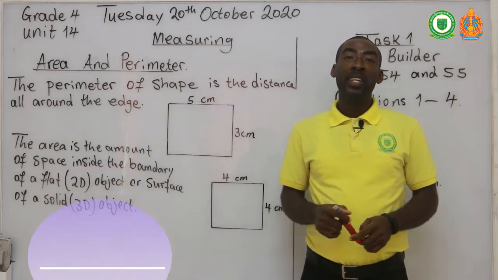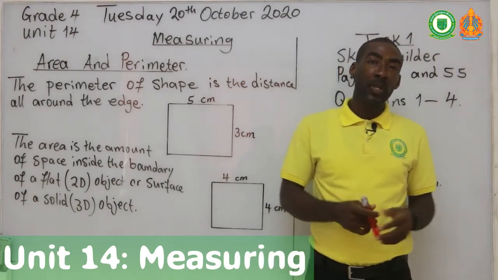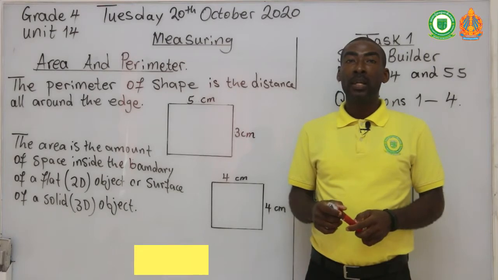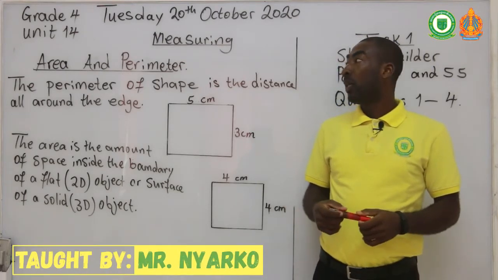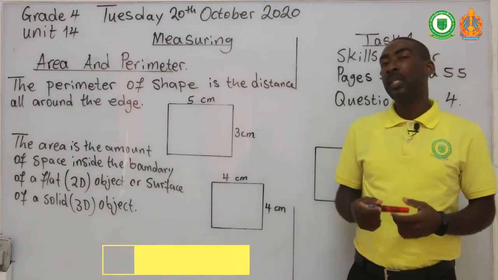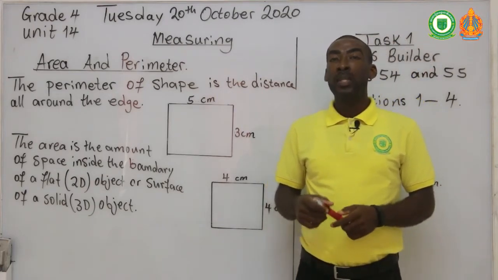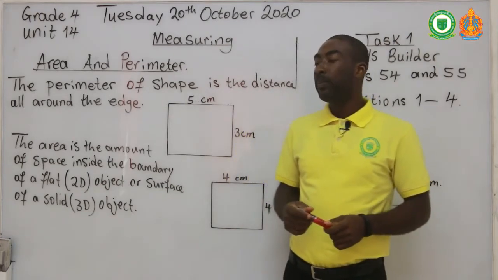Today we'll be looking at unit 14, and we will look at a different aspect of taking measurements, okay? So today we'll be looking at area and perimeter. First of all, we need to understand what a perimeter is and then what an area is before we go ahead to do some calculations about perimeter and area.